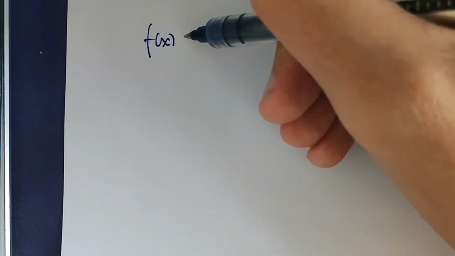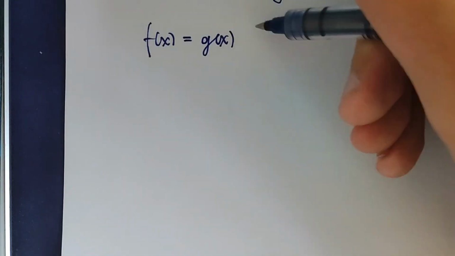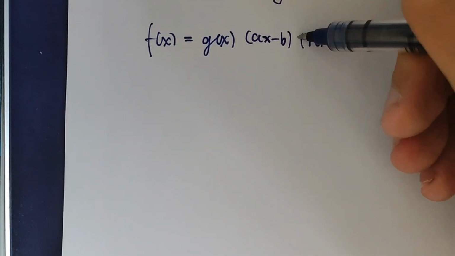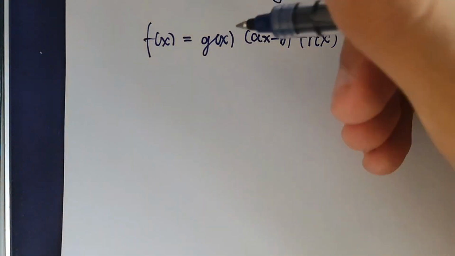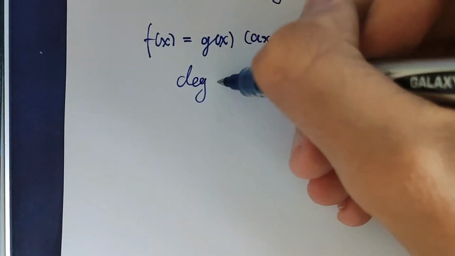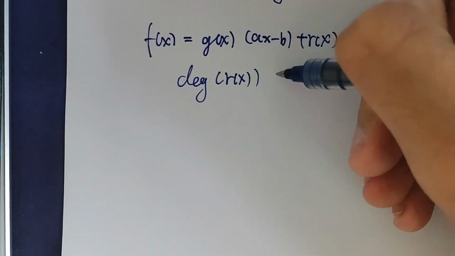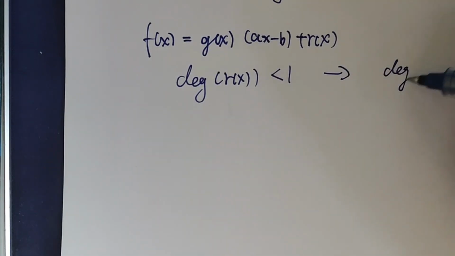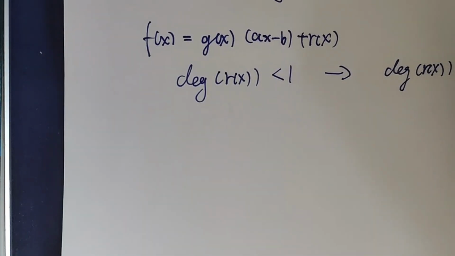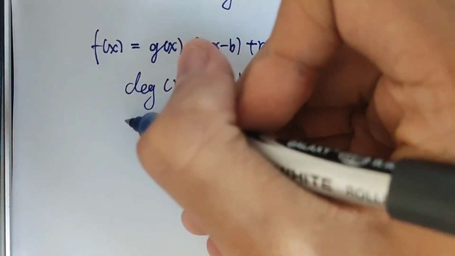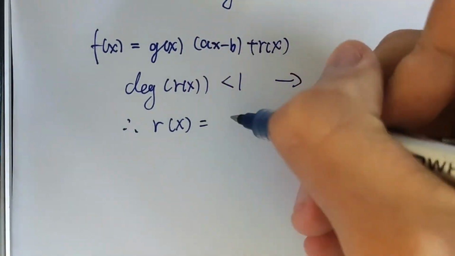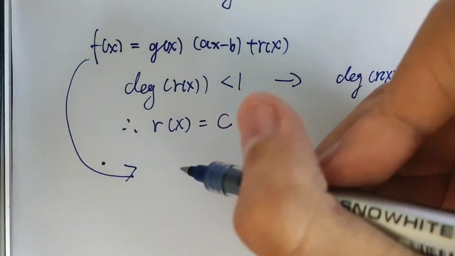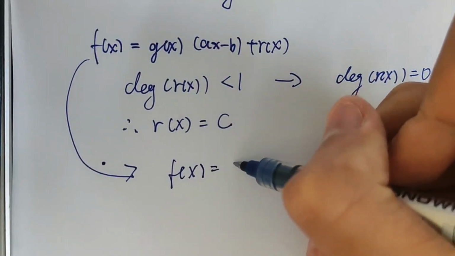But why must r(x) be f(b/a)? We can write the formula again and find out. The degree of r(x), which is the remainder, must be smaller than the degree of ax minus b, right? And ax minus b is of degree 1, so r(x) has degree 0. Degree 0 is a constant, so r(x) is a constant. A constant is always itself, no matter what x is.